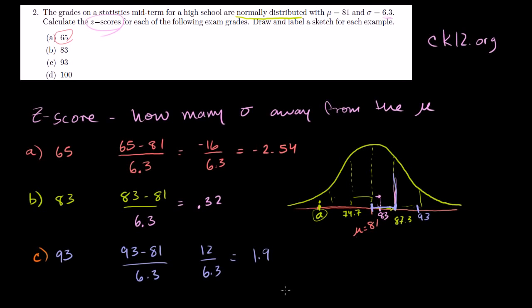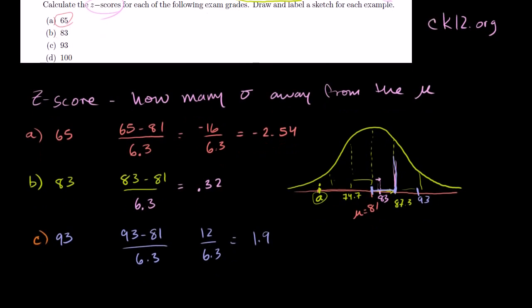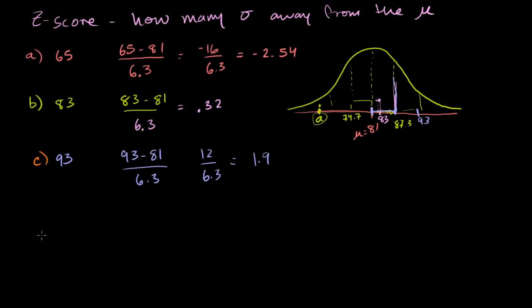D, part D. A score of 100. We don't even need the problem anymore. A score of 100. Well, same thing. We figure out how far is 100 above the mean. Remember, the mean was 81. And we divide that by the length or the size or the magnitude of our standard deviation. So 100 minus 81 is equal to 19 over 6.3. So it's going to be a little over 3 standard deviations.